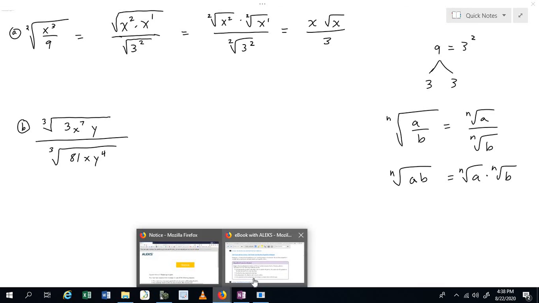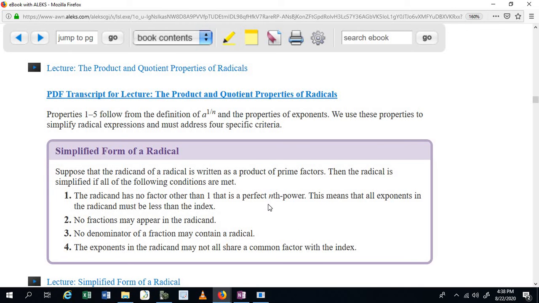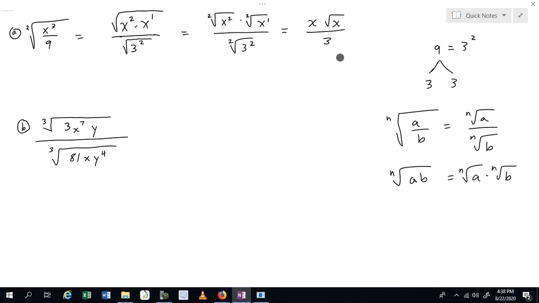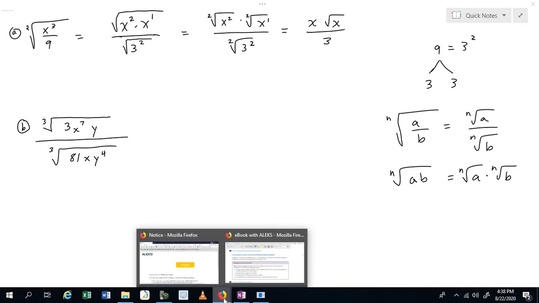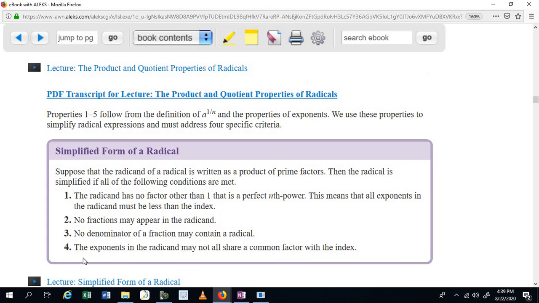Okay, so let's look at the third condition. No denominator of a fraction may contain a radical. So we do have a fraction here, but the denominator of our fraction is not a radical, right? It's just 3. So that's okay. Now, notice this would not have been okay. This is a fraction with a radical in the denominator, and so that's not considered simplified.